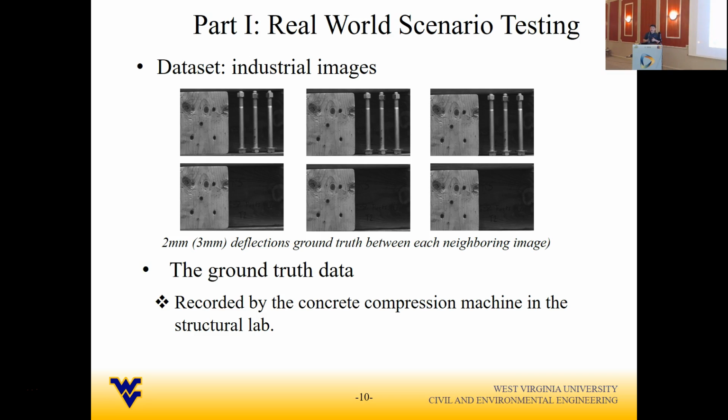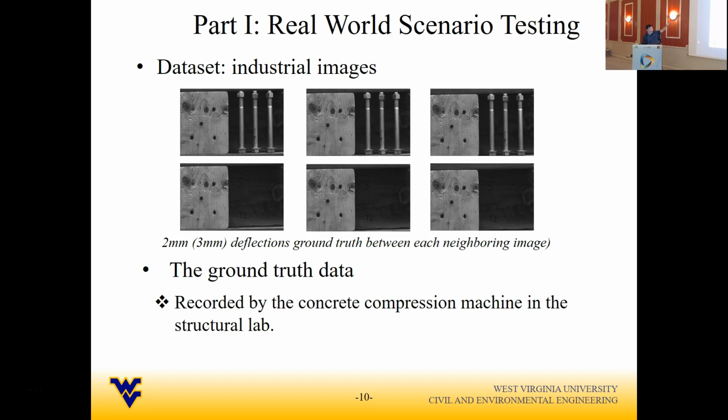Okay, the experiment is divided into two parts. The first one is comparison among these three types of algorithms. Well, it's very simple. We use the industrial camera to capture images. So here the first row is one group of experiment. The second row is another group of experiment.